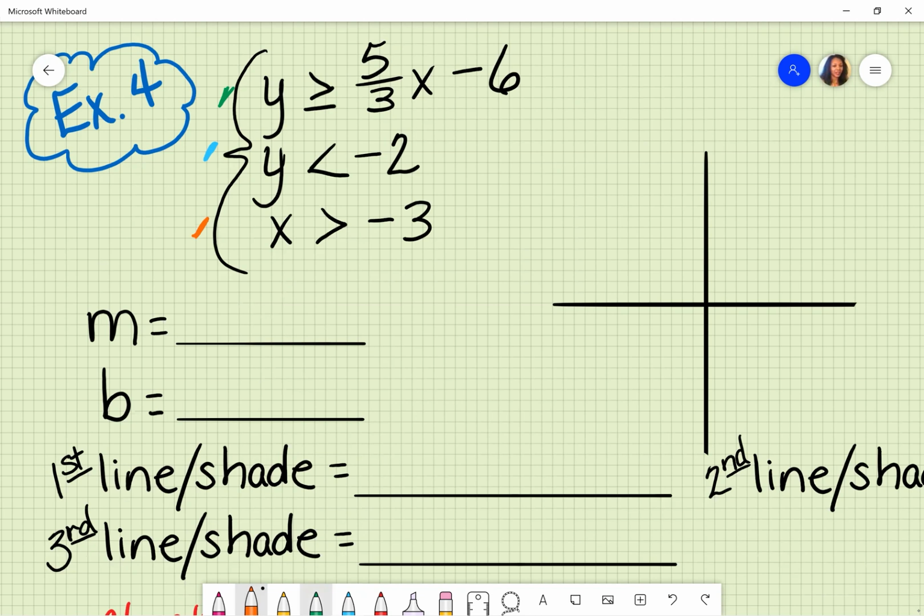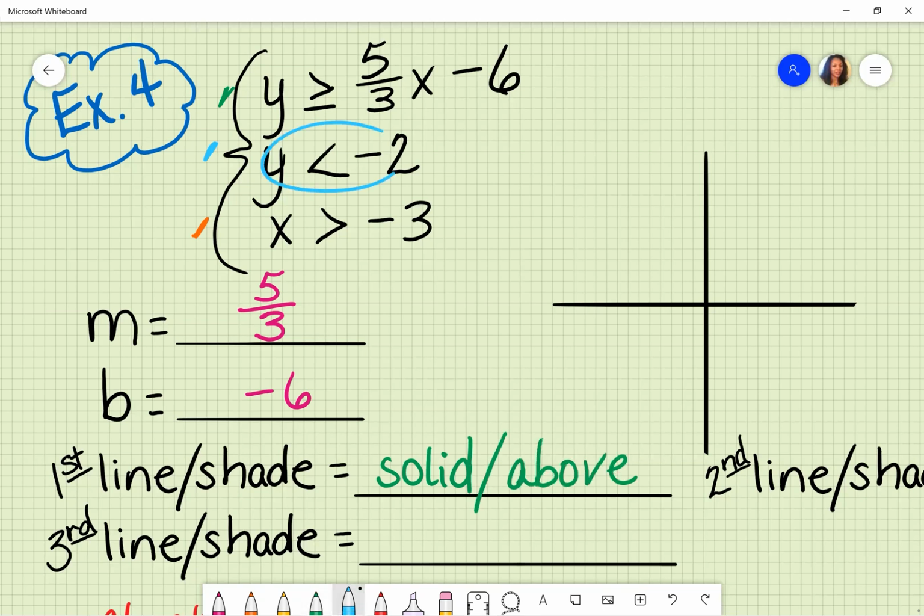All right, so for the first one, it's already in slope-intercept form. So I'm going to identify my slope, which is 5/3. My y-intercept is -6. The line type is based off of my inequality. So it's greater than or equal to. So that means it's solid because it has that line under it. Greater than means it's above.